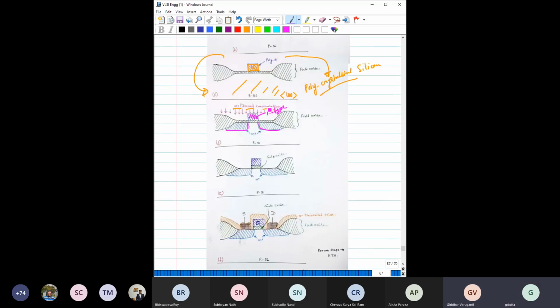Now what is the advantage because of this doping? Because of the gate resistance, polysilicon typically has a very high sheet resistance. To reduce the resistance, you have to very heavily dope the polysilicon. Once you heavily dope the polysilicon, its resistance would decrease dramatically.